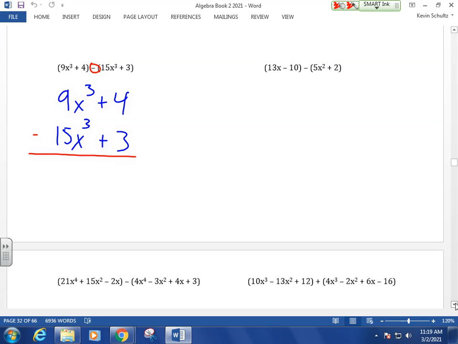With addition, it doesn't make a difference because you can add things in either order and it ends up being the same. Not so much with subtraction. So when you're subtracting, make sure that first expression goes on top and the second one on the bottom. And so now we've got 9x cubed minus 15x cubed. That's negative 6x cubed. And then 4 minus 3 is a positive 1.